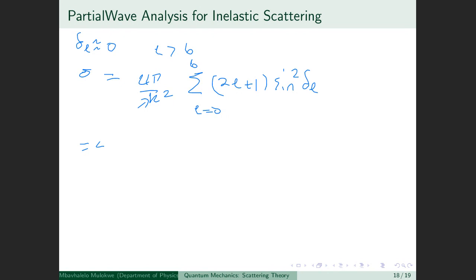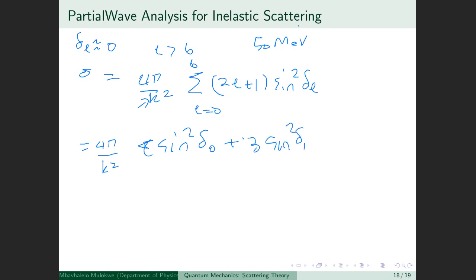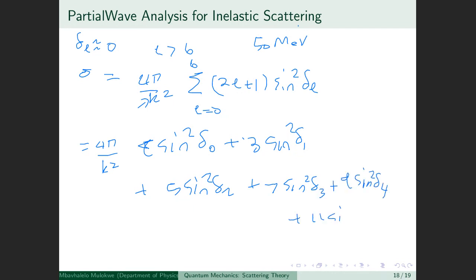But we still don't know what that k squared will be. All I know is that the energy is 50 MeV, but from that energy I will be able to get k squared. So let's just sum everything. You get sine squared delta 0, plus, when L equals 1, 3 sine squared delta 1, plus 5 sine squared delta 2, plus 7 sine squared delta 3, plus 9 sine squared delta 4, plus 11 sine squared delta 5.